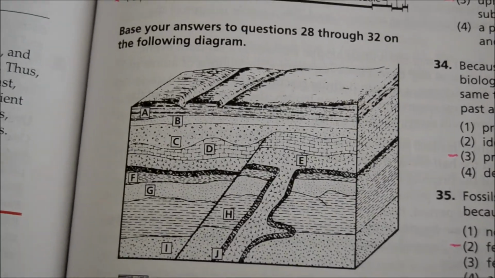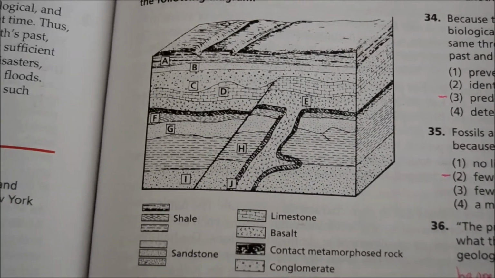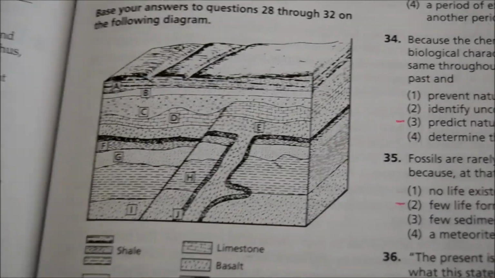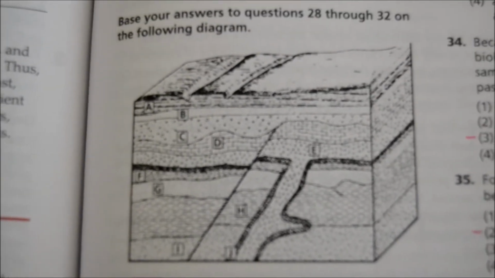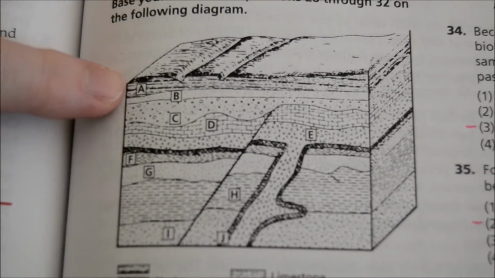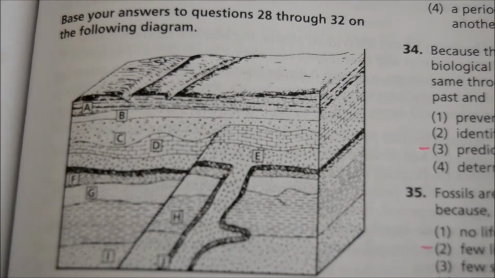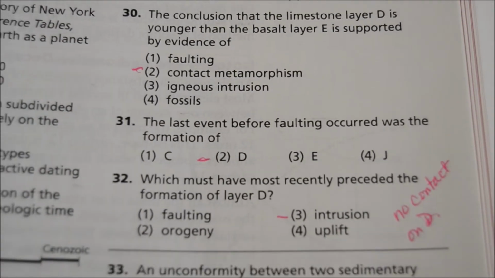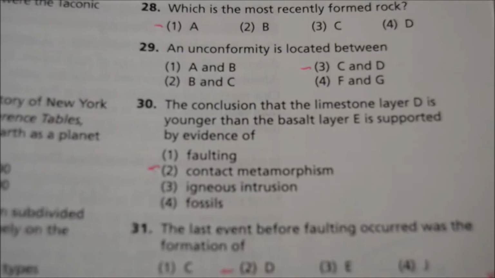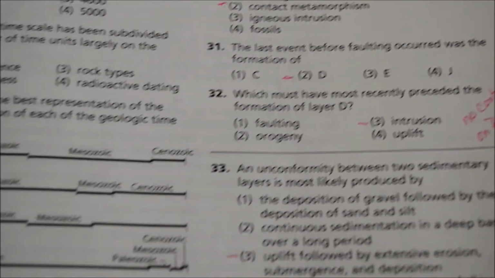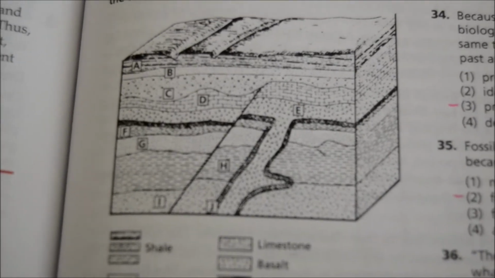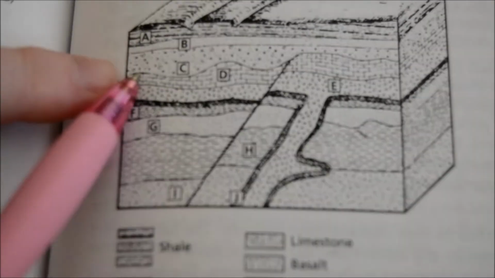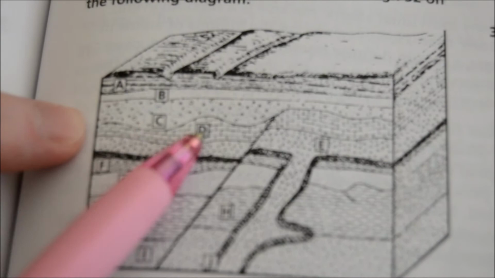Base your answers to questions 28 through 32 on the following diagram. Which is the most recently formed rock? Most recently formed rock is going to be on the top, yes? So if I'm looking, the letter that's on the top is letter A. An unconformity is located between, remember, unconformity, I'm looking for what? So a gap in the rock record. Something's missing. On your drawings, it's that wavy line. So that wavy line is actually between letters C and D.